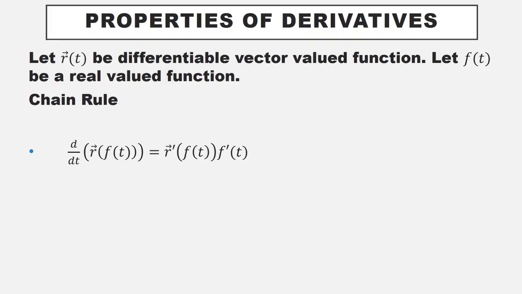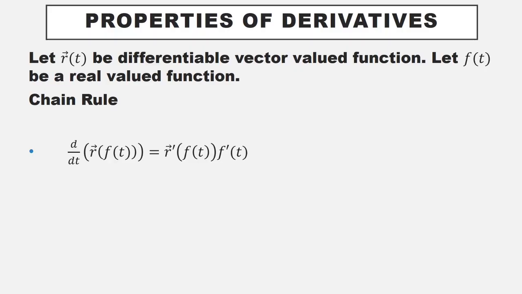Now, the last property of derivatives that we're going to look at and deal with is the chain rule. Now, it's going to work a little bit different because we have a vector valued function. So our input needs to be something that gives out a real number. So when we deal with a chain rule, we want a vector valued function, and then inside of that, we're going to put f of t, a real valued function.